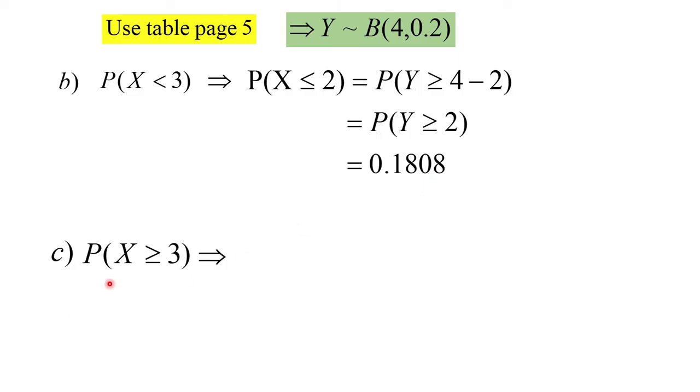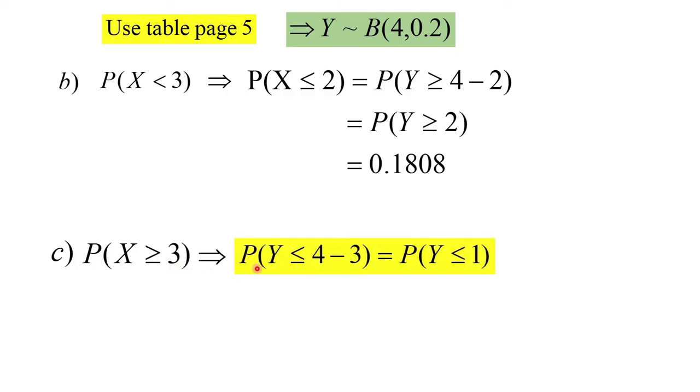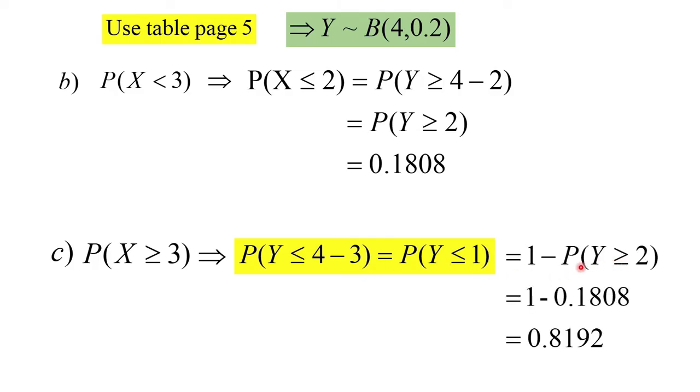What about C? At least 3 applications successful. When you put it into symbols, you can write it as probability X more than or equal to 3. Okay, we change to Y. To read the table, it means probability Y less than or equal to 4 minus 3, that is less than or equal to 1. Then rewrite to get 1 minus probability Y more than or equal to 2, that is 1 minus 0.1808, and the answer is 0.8192.